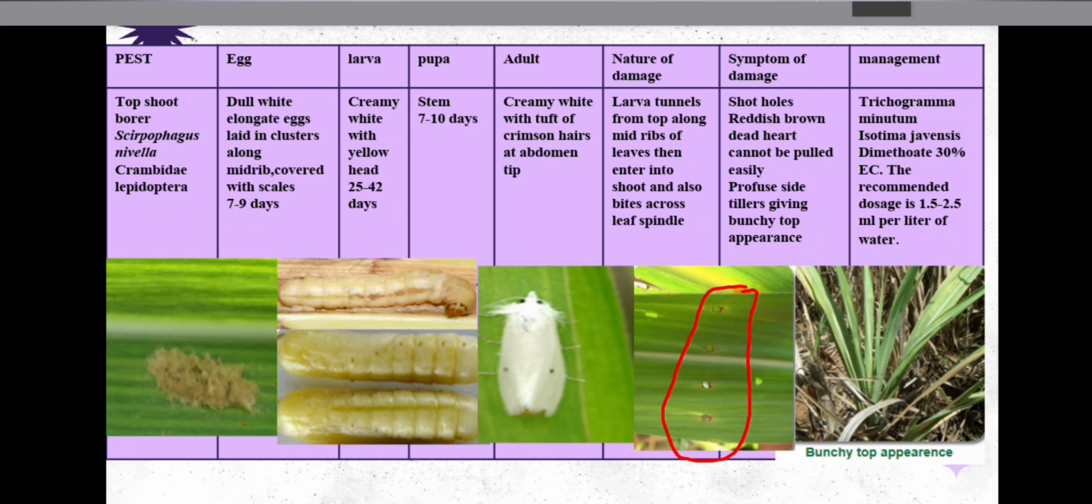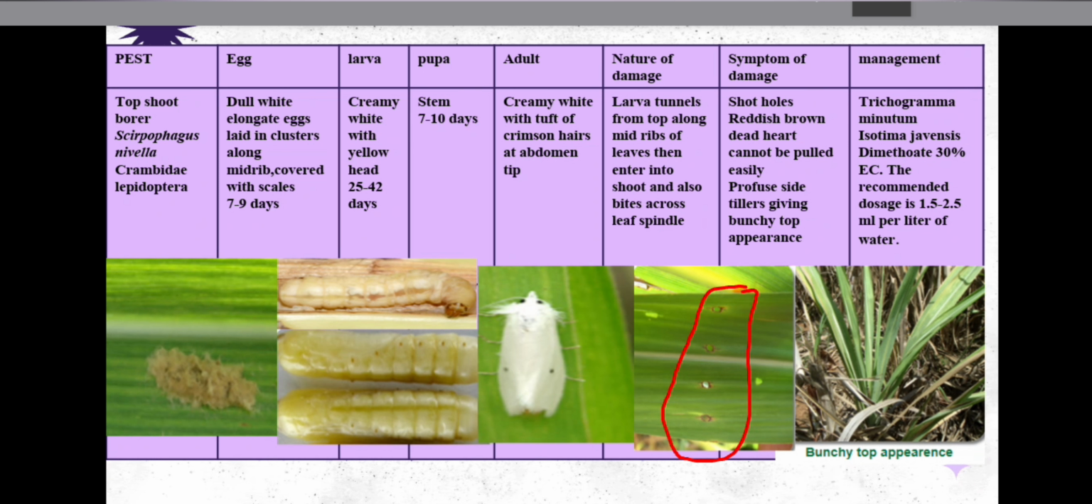So you have to correlate the symptoms of these three borers. First, early shoot borer. What are the symptoms of early shoot borer? The larva will bore into the stem, and it will feed inside the stem. As a result, the stem will decay.